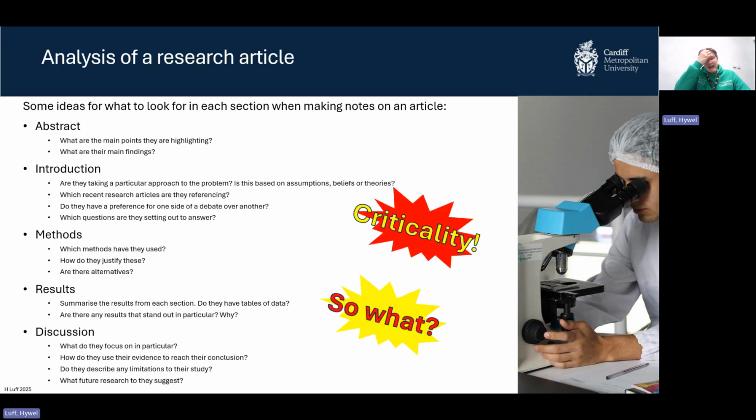So as we're doing any kind of initial analysis of a research article, we're thinking critically, and we're also thinking, so what? What's the point here? What are the key things that they're trying to talk about? What are the relevances to what I've been asked to write about in my assignment?